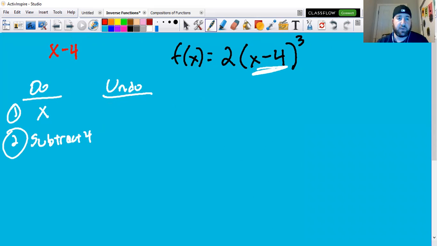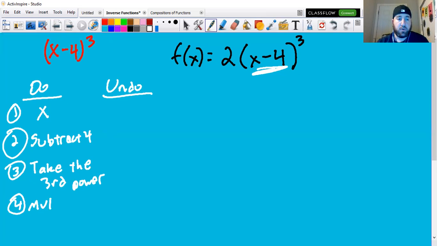Again, rebuilding it over here. So now I can look at what's outside. Multiplying by 2, taking an exponent of 3. Exponent is first in order of operations. So I'm going to take the third power. I got to put parentheses around this because this whole thing, I'm taking the third power. Then I can multiply by 2. And lastly, end with my function notation.